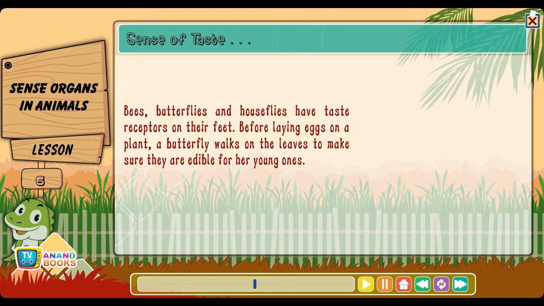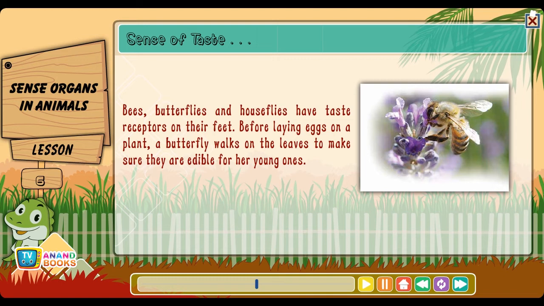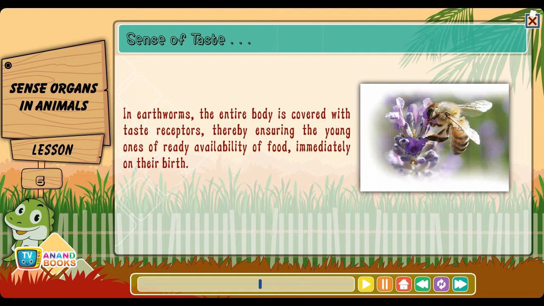Sense of taste. Bees, butterflies and houseflies have taste receptors on their feet. Before laying eggs on a plant, a butterfly walks on the leaves to make sure they are edible for her young ones. In earthworms, the entire body is covered with taste receptors, thereby ensuring the young ones of ready availability of food immediately on their birth.